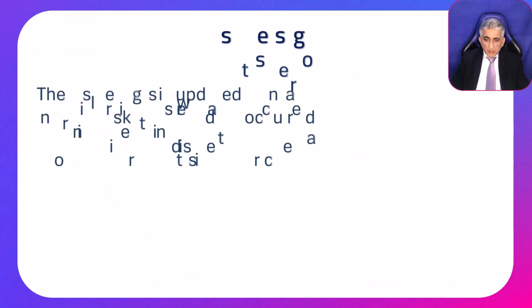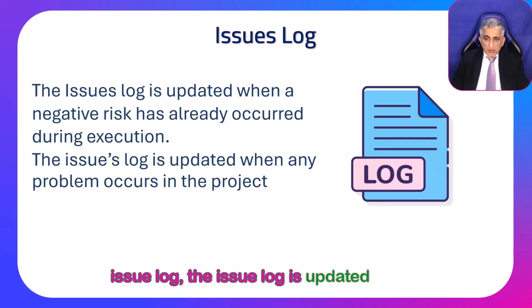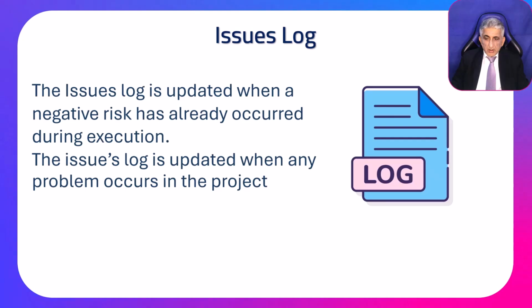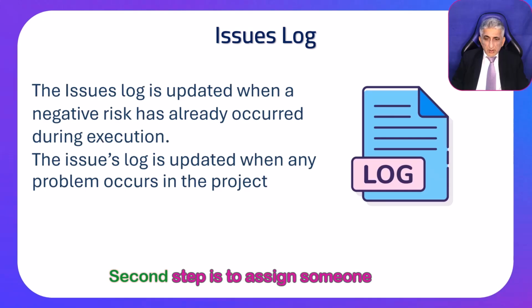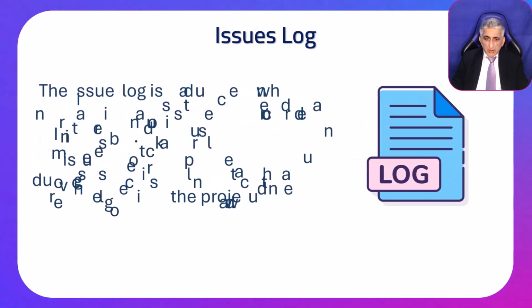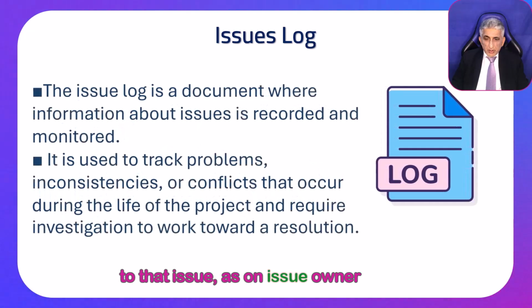Issue log. The issue log is updated when a negative risk has already occurred during execution. The issue log is updated when any problem occurs in the project. So the first thing we do when an issue happens is to log the issue. Second step is to assign someone to that issue, an issue owner. Then we'll try to find the root cause of the issue and check the impact of the issue.